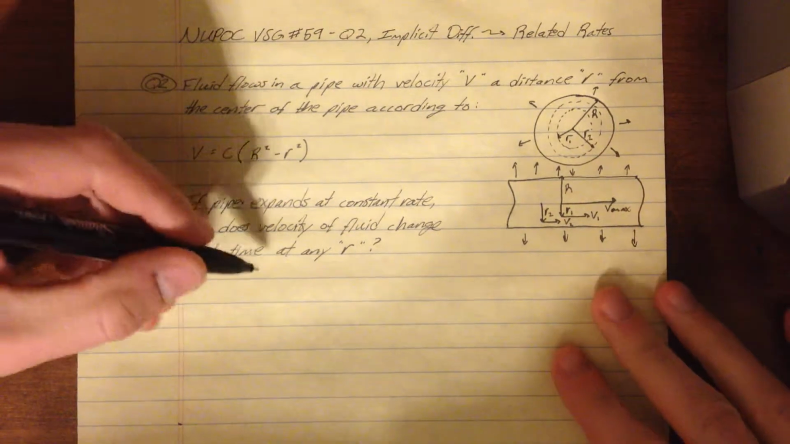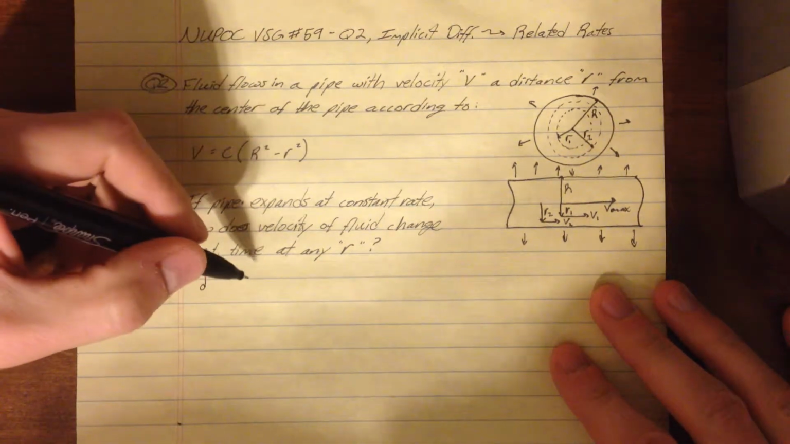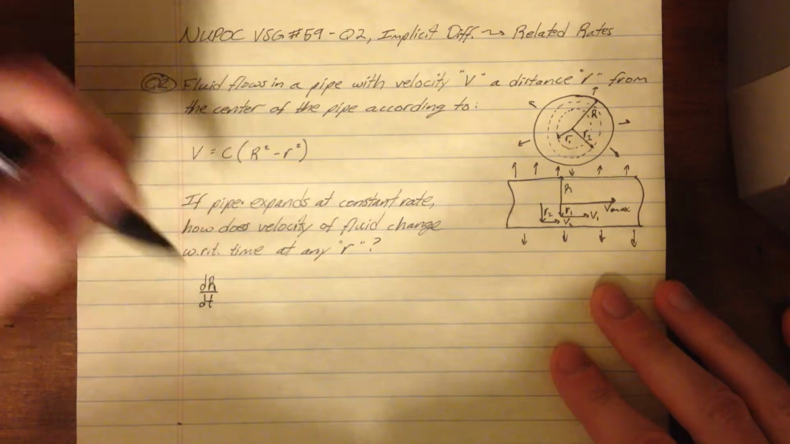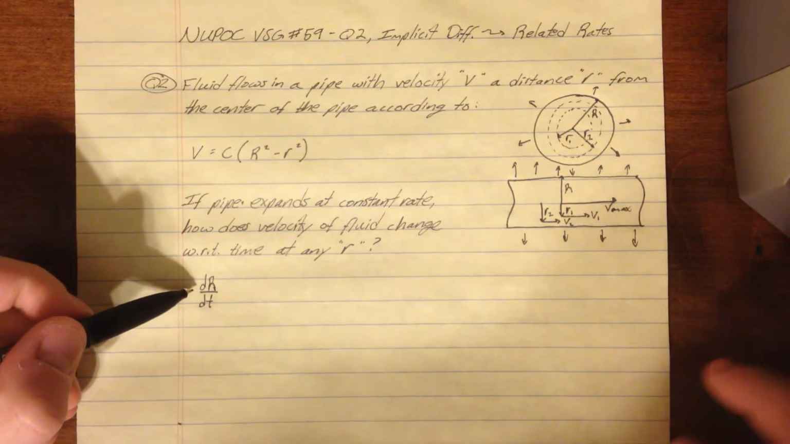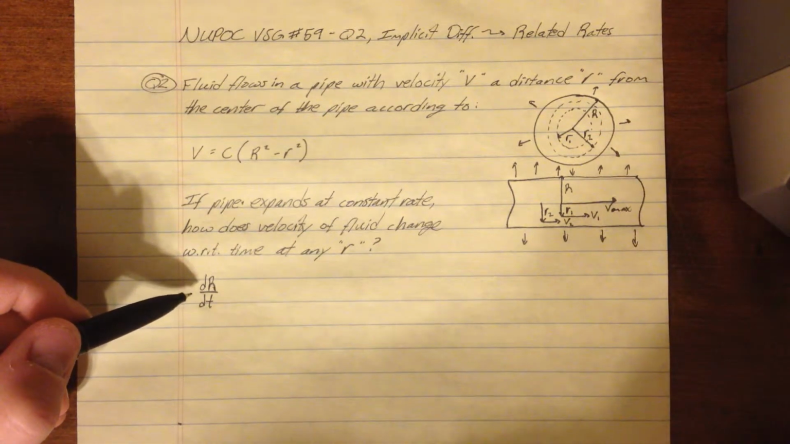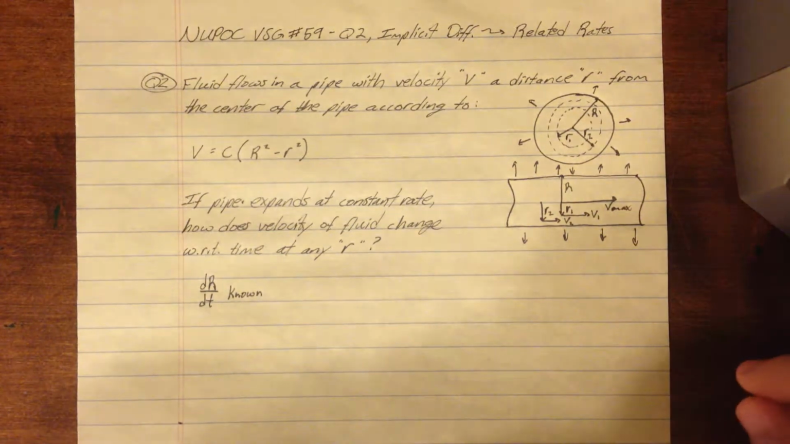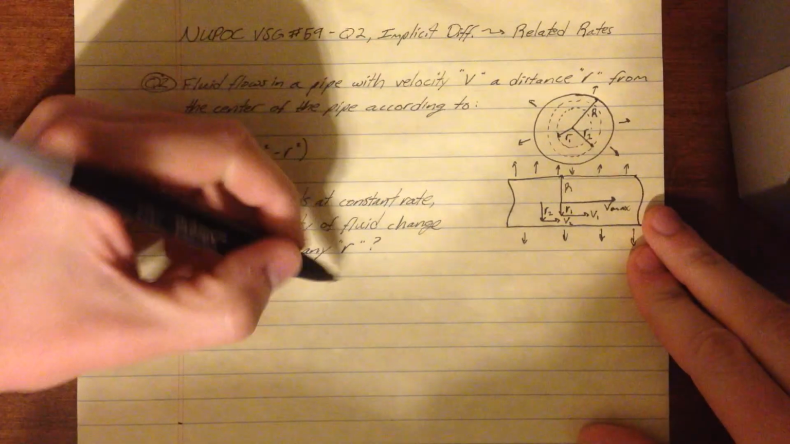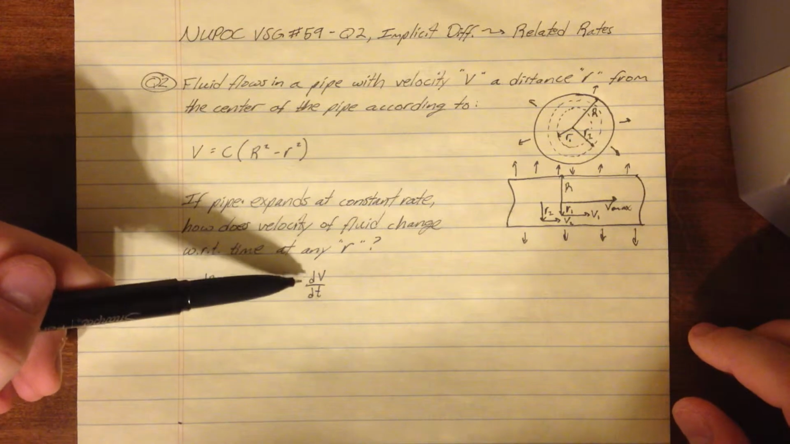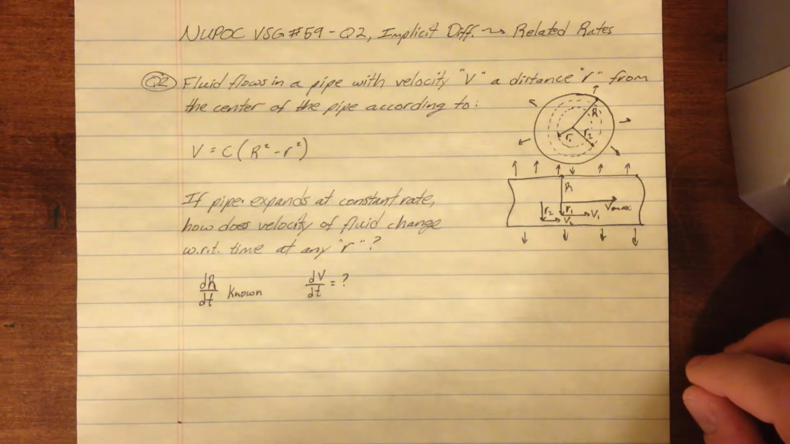We don't know exactly what it is as a number, but we're given that we would know the rate of change of big R with respect to time. That's the rate at which the pipe is expanding, the rate at which big R is increasing. So this is assumed to be known. And what we don't know, or what we want to find, is the change in fluid velocity with respect to time. So how are we going to do this?